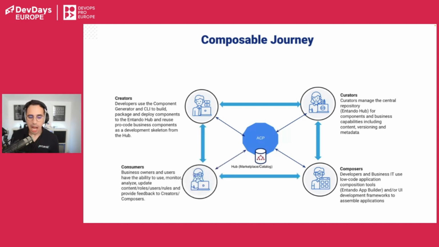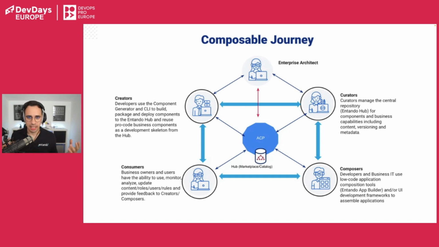And finally, we have the consumers. So the consumers are business owners or users, or sometimes both. And they have some abilities, so they can access the platform to do some analysis, to monitor a few things. They can provide feedback to creators or composers. They should, by the way, because we need to ensure that we have the feedback loop. So they can improve. They are actors in improving the existing application.